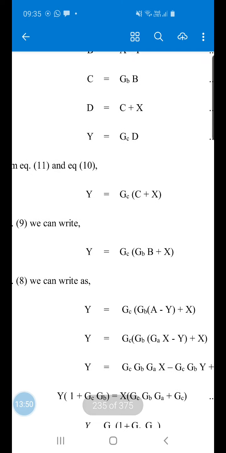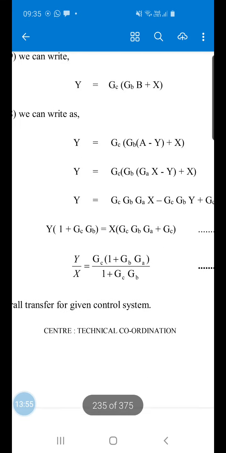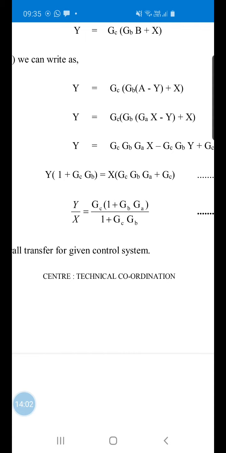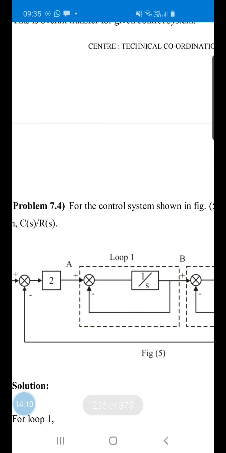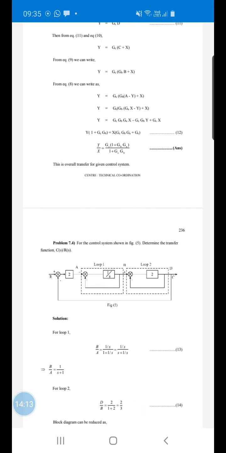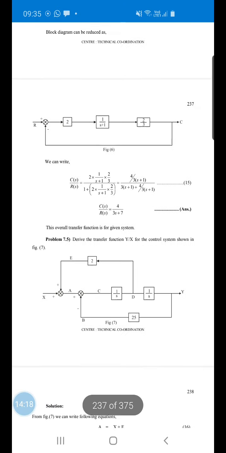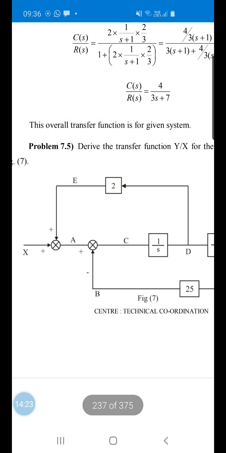So again combine all the equations where you have to find out Y. So combine all these equations together. You will get the equation for Y by X is equal to GC bracket 1 plus GB GA upon 1 plus GC into GB. So this is how you can solve many problems related to the overall block diagram, and it is related to how to reduce the block diagram. So we'll discuss the last problem and we'll stop it here.